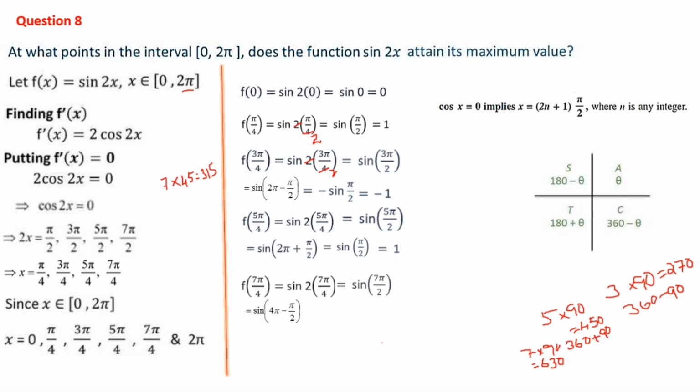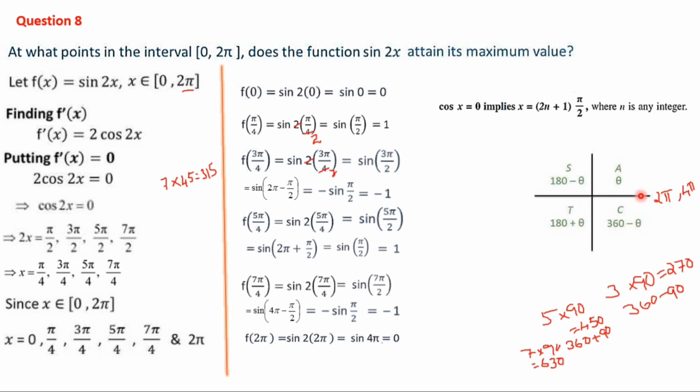Again we will go to the quadrant. So here this comes as 2 pi in one complete rotation. Then in the second rotation when it reaches here it comes as 4 pi. So 4 pi minus pi by 2 means here in the fourth quadrant. Fourth quadrant again only cos is positive, sin is negative there. So minus sin pi by 2. Minus sin pi by 2 means again sin pi by 2 is 1, so minus 1. Then we will go with the last one, that is f of 2 pi. F of 2 pi means sine of 2 into 2 pi. 2 into 2 pi is sine 4 pi.